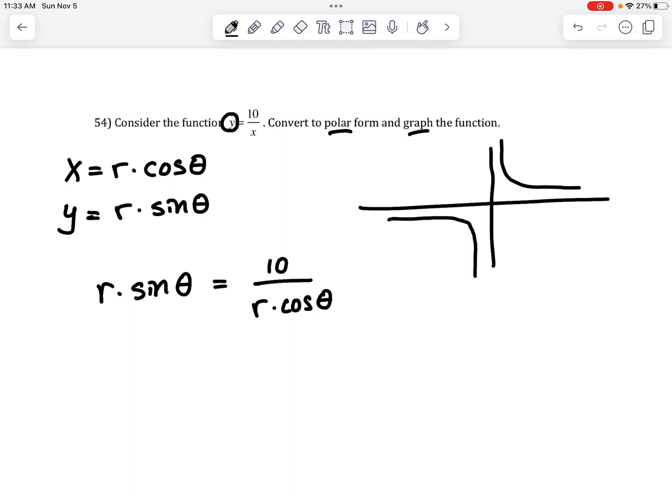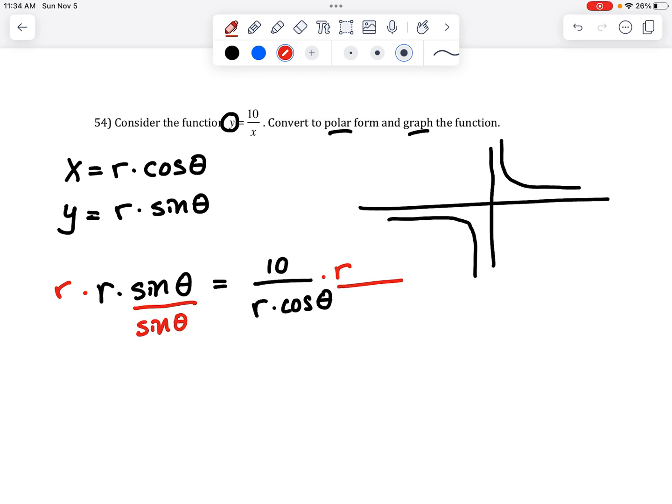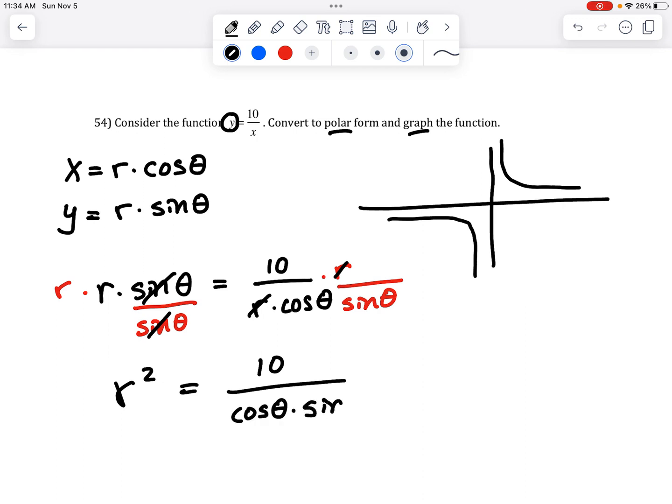And in order to graph it, I'm going to have r equals. So in order to get r equals, then I could use my red pen and say multiply this side by r and multiply this side by r. And then to isolate that, divide both sides by sine and divide both sides by sine. And then cancel, cancel. This side is going to have r squared equals. And the r's will cancel. And then there's just 10 divided by a cosine of theta times sine of theta.